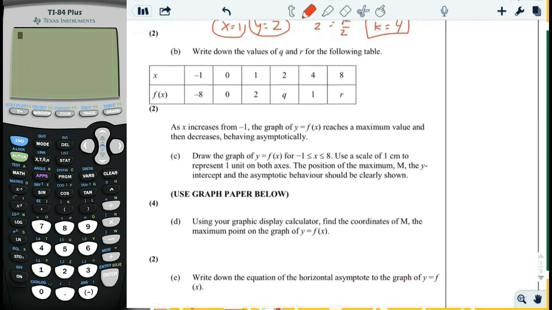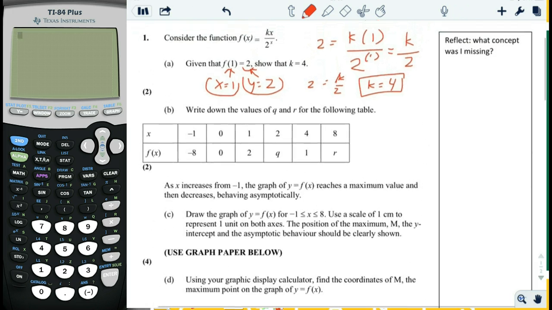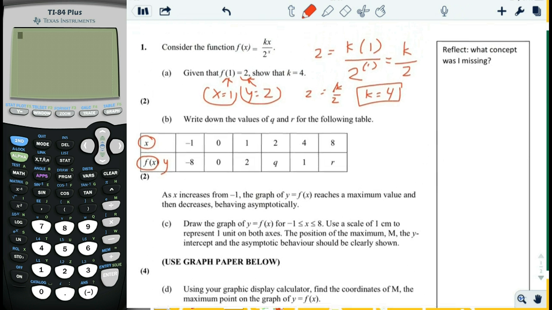Write down the values of q and r for the following table. And so now they're just saying, okay, for these values of x, what are the values of y? F of x just means y. So we're using the function y equals k, no, not k, because we already know that k is equal to 4. So it's 4x divided by 2 to the x. So they've already found all the values for us except for this one and this one. So let's plug in 2 in for x and see what we get.